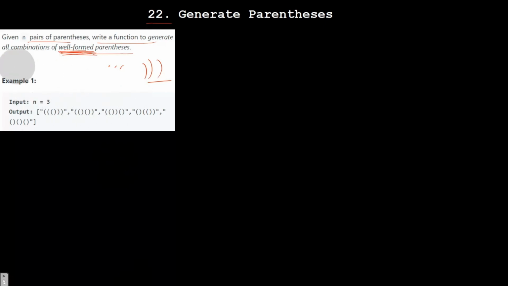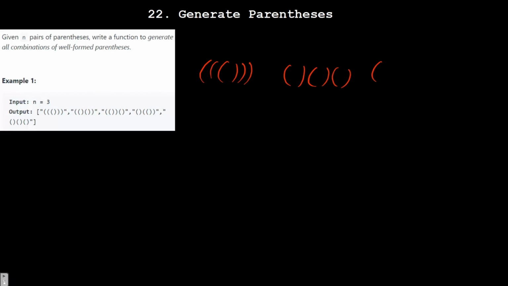Let's see what parentheses we can form using these 3 pairs. One parenthesis string can be this one, another can be this one, another this one, and one can be this one. So we have drawn 4 strings. Let's see what the difference is between all of these.